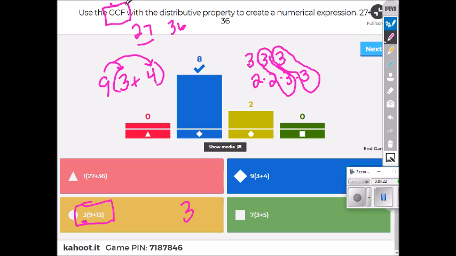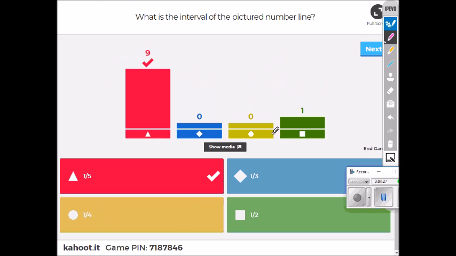Miss click? Okay. Yep, that's fine. Yep, that's fine. All right. Good job getting this one right for the most part, except for one group.